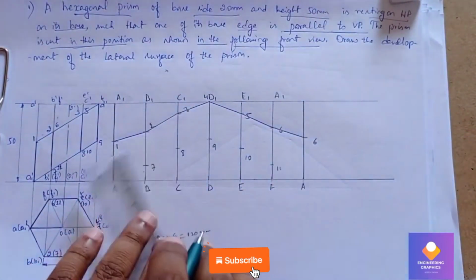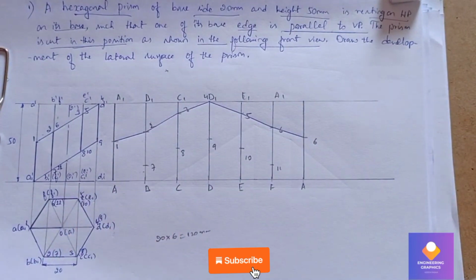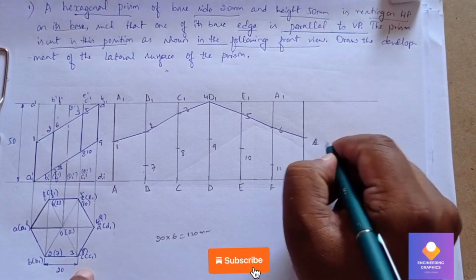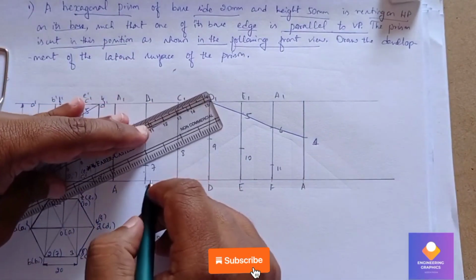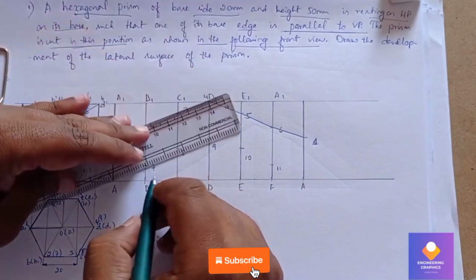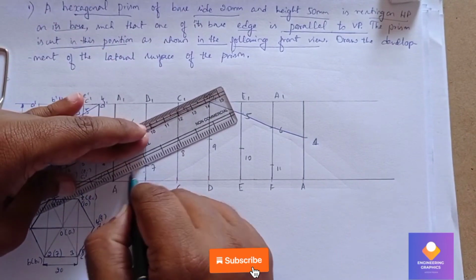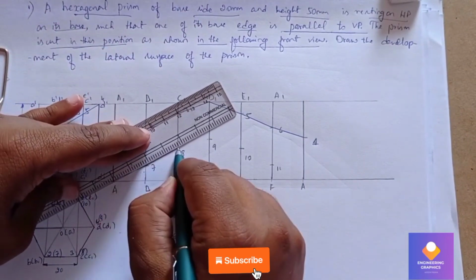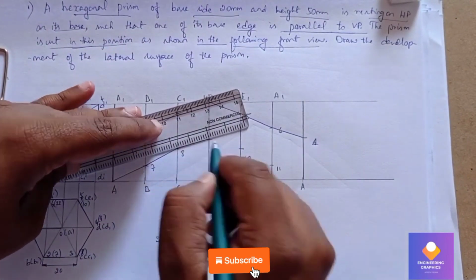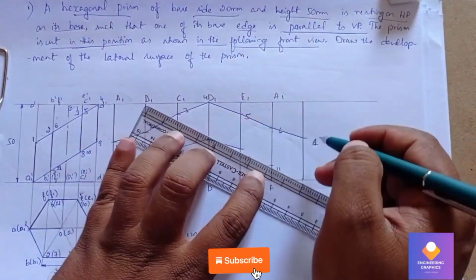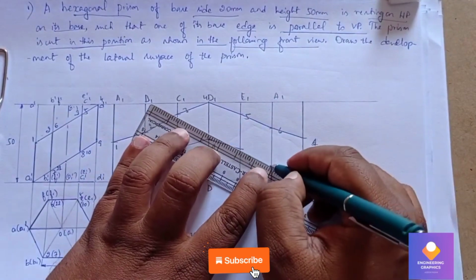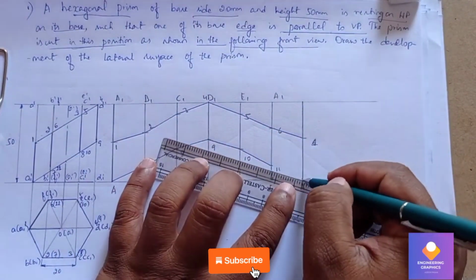That is after 6, that is 1. You can correct that. So now you have to join it from A here. A to 7, 7 to 8, like that we need to join. 9 to 10, then 10 to 11, and then 11 to A we need to join.